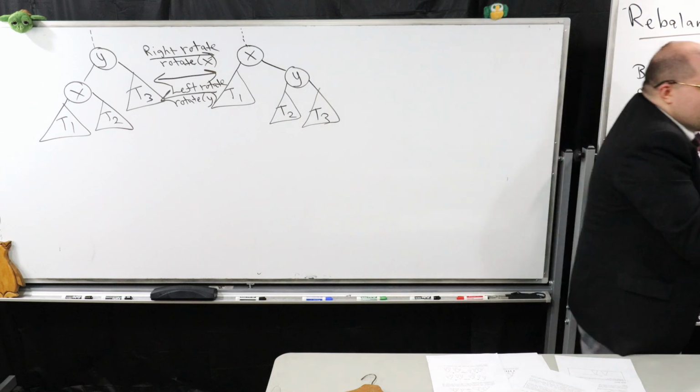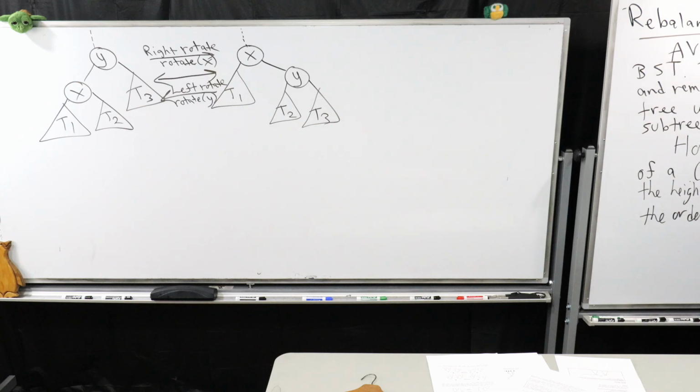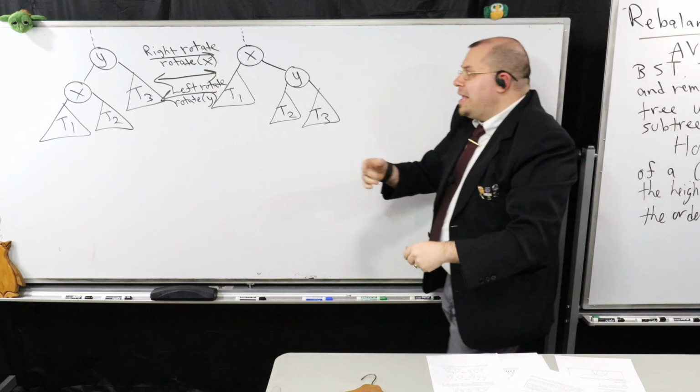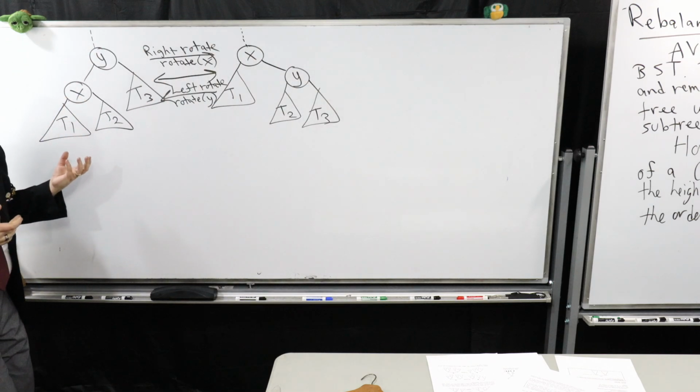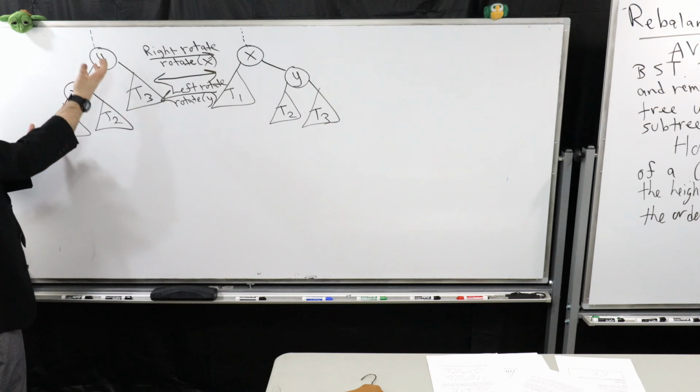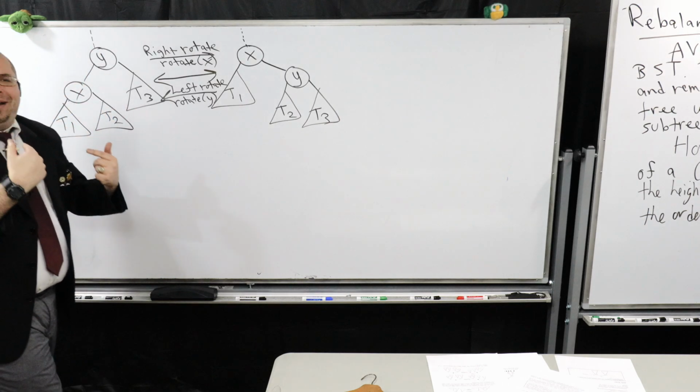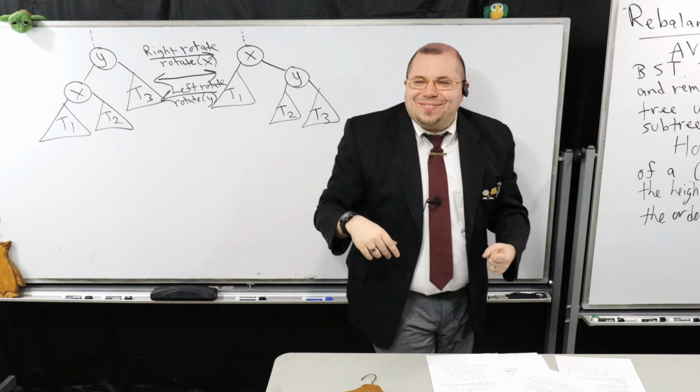But this is what's going to happen with Miss Kitty, just like my node X. So when I do a rotate on X, what's going to happen is I'm going to promote X and I'm going to demote Y. I'm the parent now. That's what's going to happen.